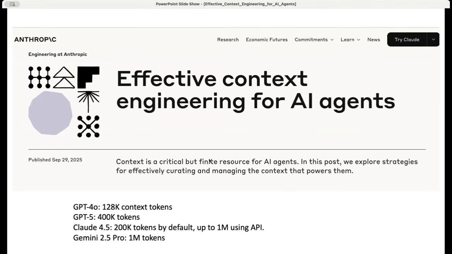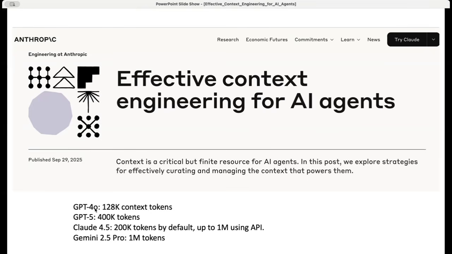This blog mainly talks about the context. It's actually a very valuable and critical finite resource for AI agents. In this blog, they talk about different strategies of how to effectively curate and manage the context that powers the AI. Whenever we talk about the context, usually any AI API or LLM comes with a context window in terms of how many input tokens or output tokens can be included in total for the LLM.